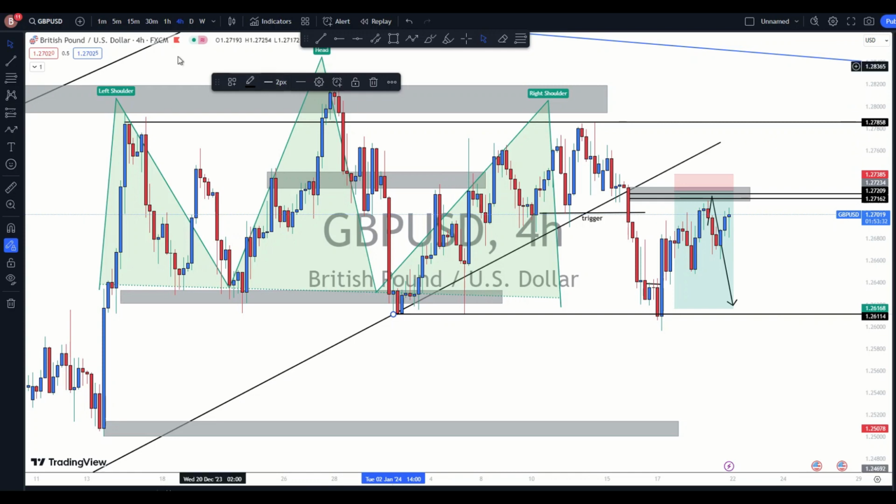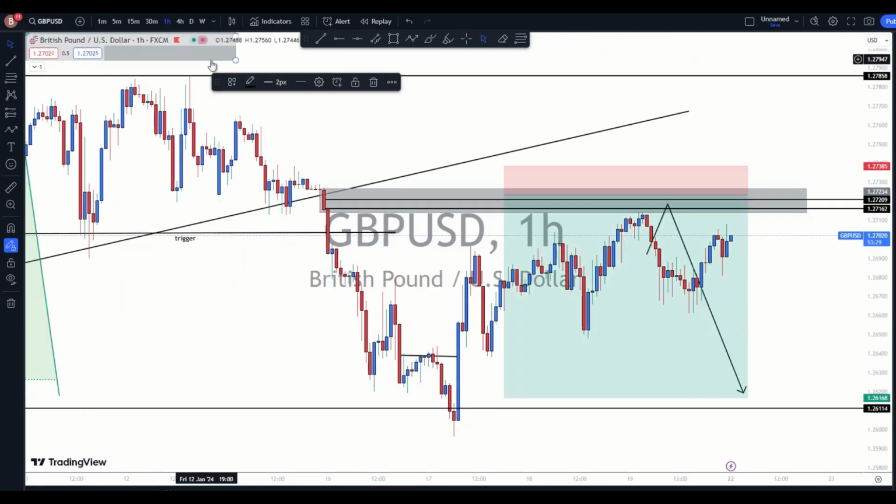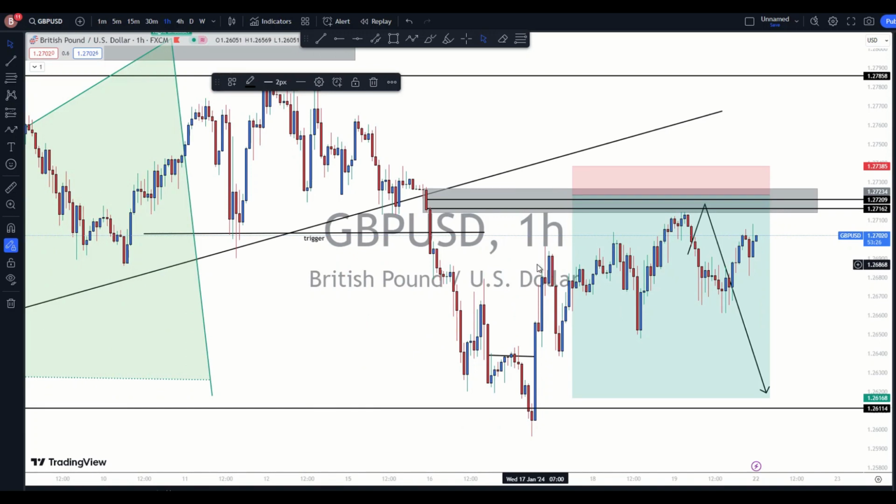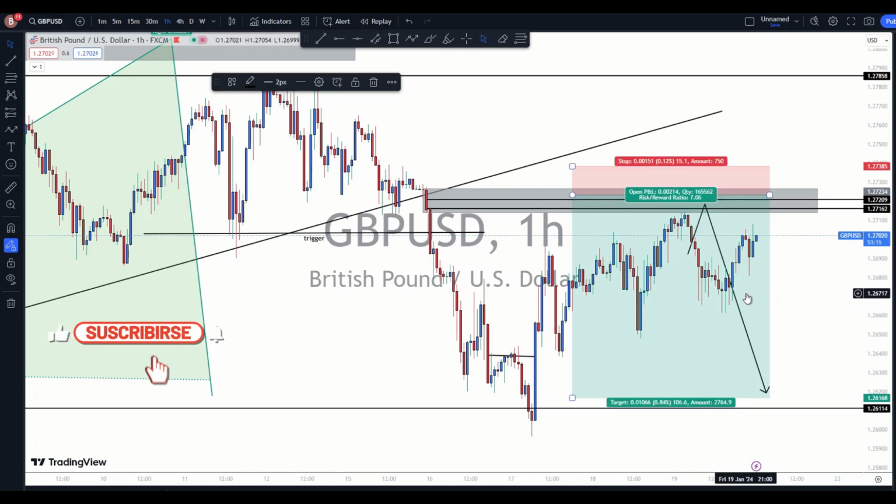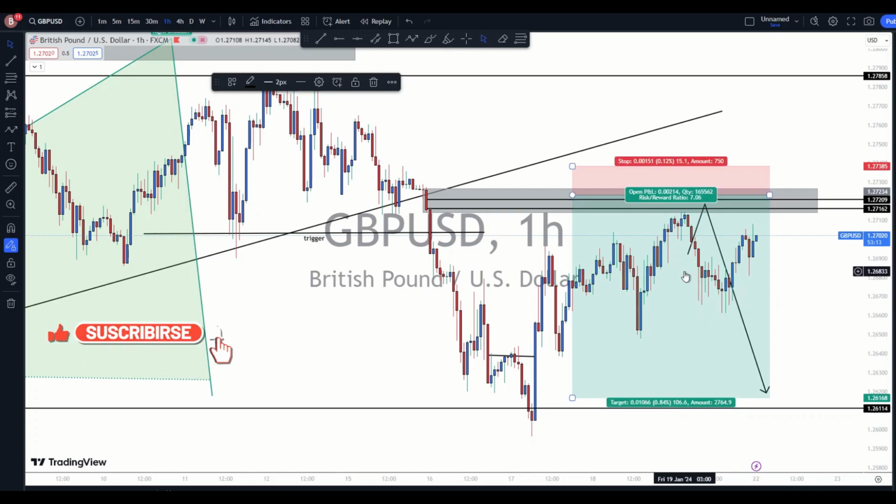So let's check the 1 hour time frame. As you can see on the 1 hour time frame, we're still in a bullish market. So that means this is the last low on the 1 hour time frame that we're interested in. We need the market to close below here. Then we'll start looking for possible sell opportunities.